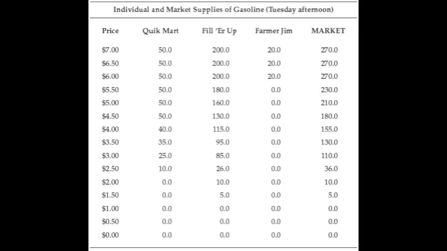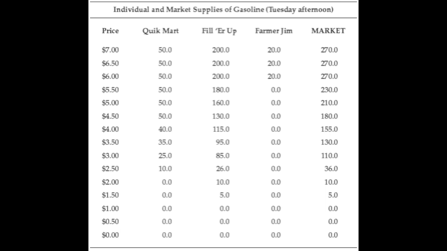Similarly with supply, we can do the same thing. And in the textbook, I go through the individual market supplies of gasoline for a Tuesday afternoon. And so now, instead of the individual consumers, we're talking about Quick Mart and Filler Up as two representative gas stations. Then I also have Farmer Jim in here as well.